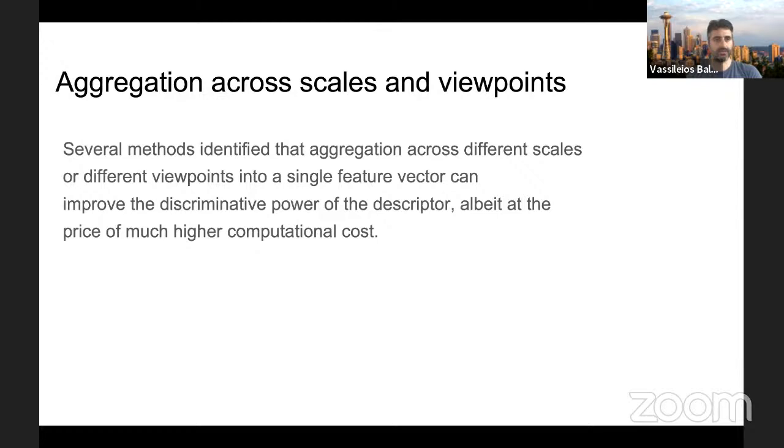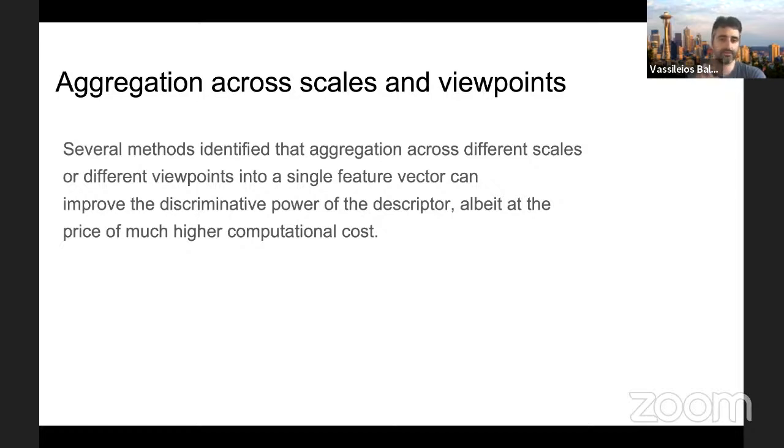Another area that is not that commonly used, but it's important because it shows improvements, is aggregation over scales and viewpoints. So the idea is you have one path, then you don't have to constrain yourself to only this representation of this one path. You can just change the scale a bit and then aggregate all of the responses into a big descriptor in the end. Or you can rotate the paths a bit and then again aggregate all the responses.